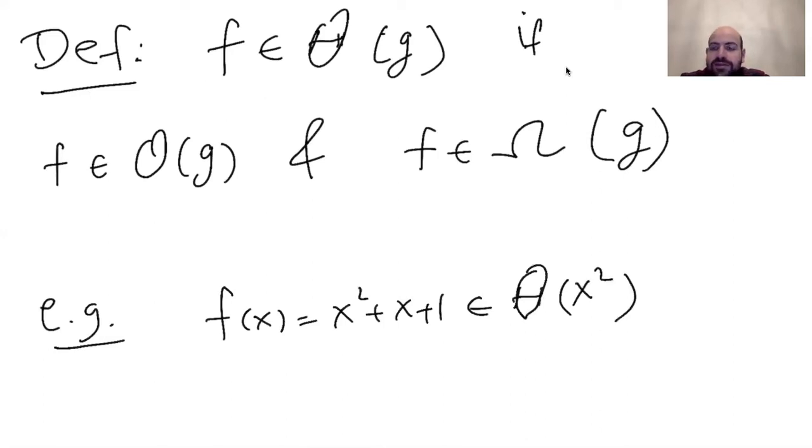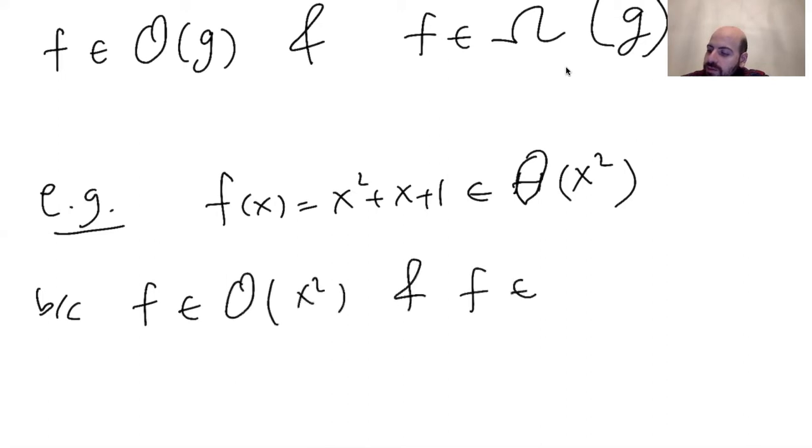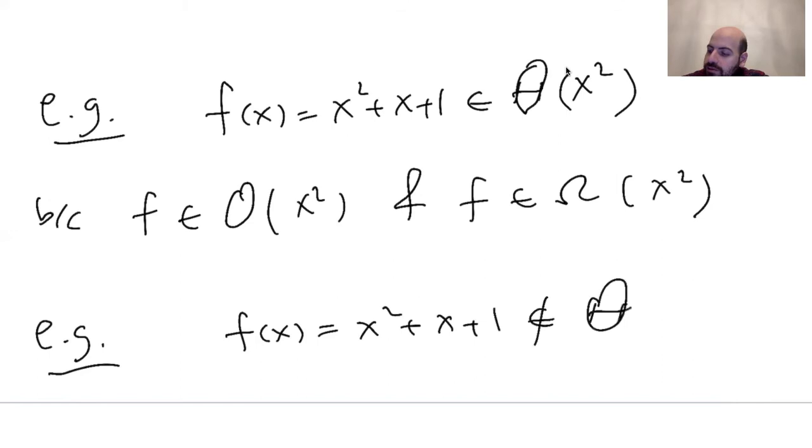Intuitively, x squared plus x plus 1 behaves like x squared as x goes to infinity. The asymptotic behavior, right? And this is true because we check that f belongs to capital O of x squared and f belongs to capital omega of x squared. Or another example, let's say f of x again equals x squared plus x plus 1 does not belong to capital theta of x cubed.